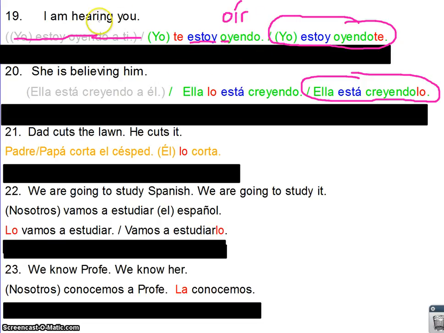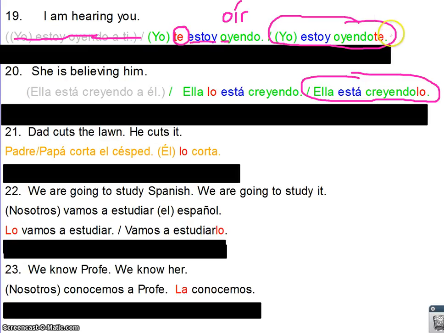Now, if you are being heard, you are being verbed, you are the direct object. So the correct direct object pronoun would be te. Why can I put it here? I can put it here because estoy is a conjugated verb. However, I also have oyendo, which is a present participle. Present participles end in ando, yendo, and like this, sometimes yendo. I'm allowed to attach it at the end.